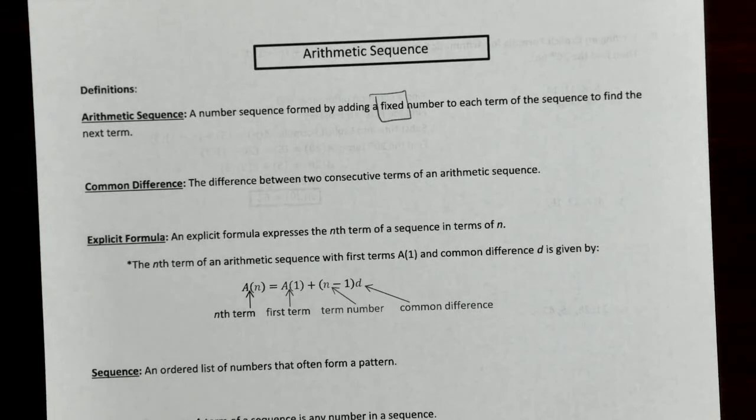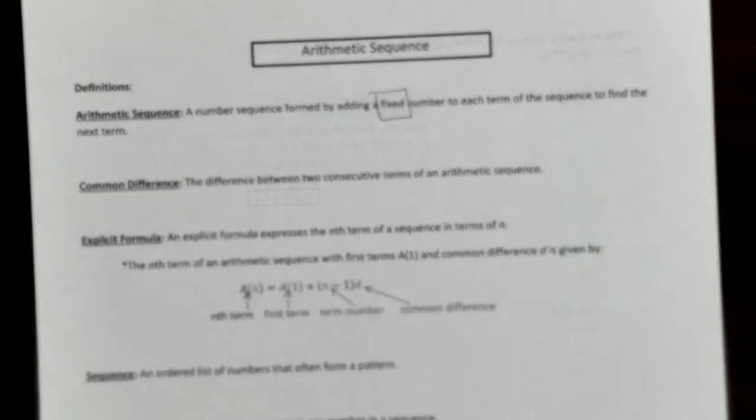I started out with 2, that was my initial value. I added 2 to it and I got 4. I added another 2, I got 6. I added another 2, I got 8. So it's an arithmetic sequence. Okay, so that's the basis of what we're talking about in this first concept.